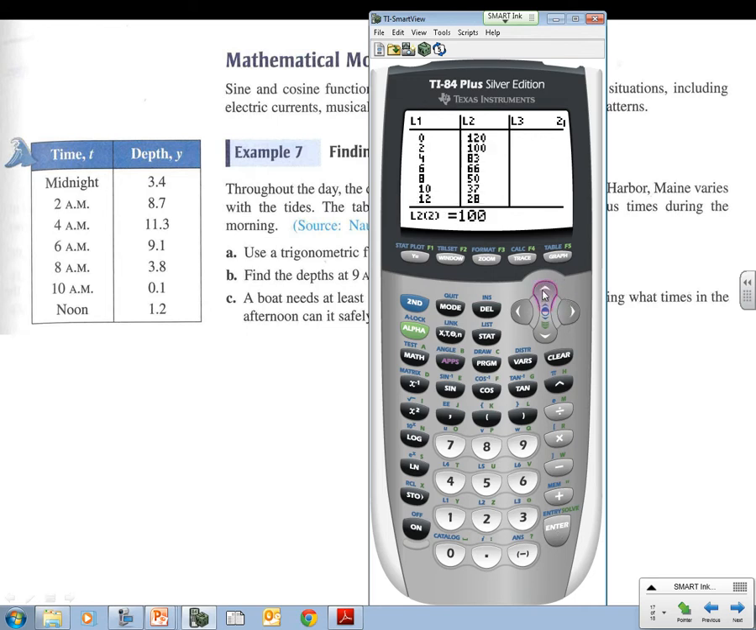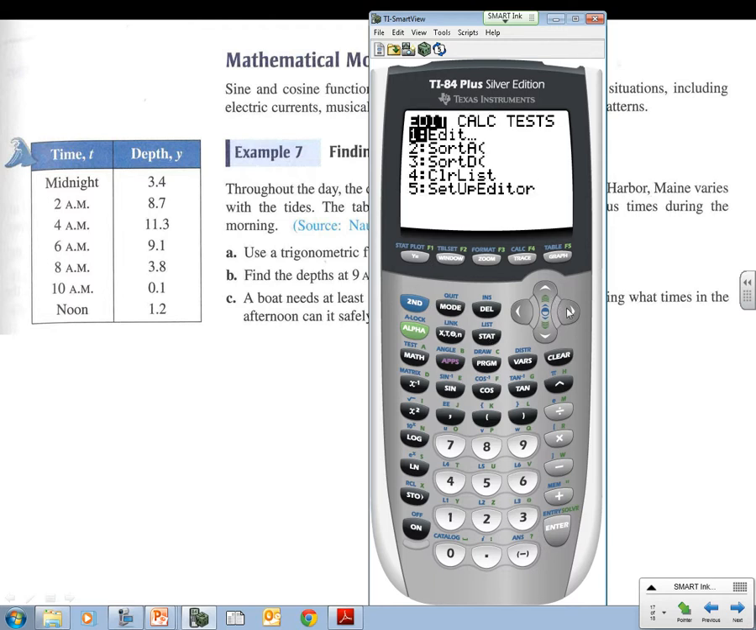Let's go clear out list 2. And our values are 3.4, 8.7, 11.3, 9.1, 3.8, 0.1, and 1.2. All right, so we're going to do a sine regression on this.